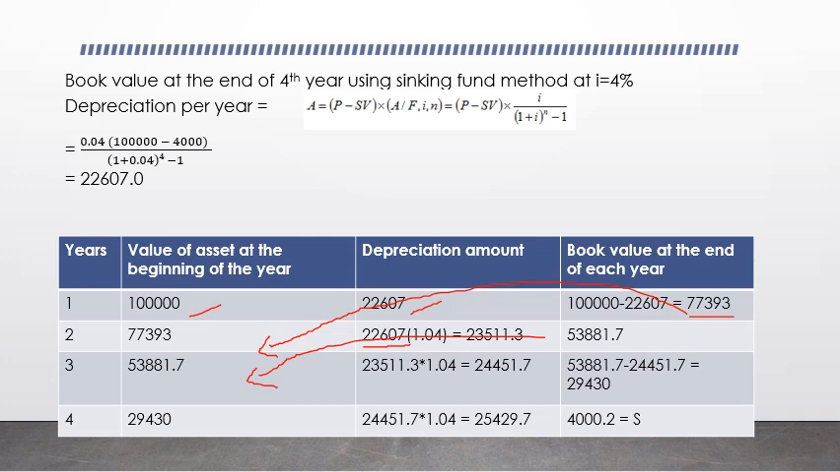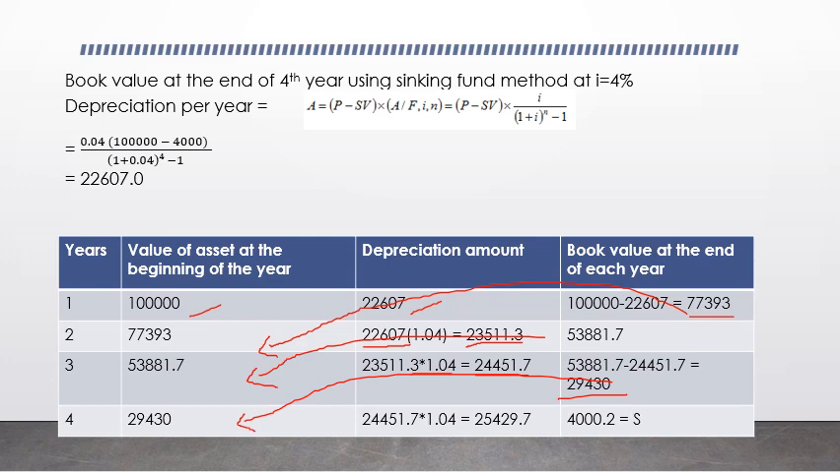What is the depreciation during third year? 4% above the depreciation amount of the second year. So what was the depreciation amount during the second year? 23511 multiplied by 1.04, you get 24451. 53881 minus 24451, you will get book value at the end of third year. Transfer that to book value at the beginning of fourth year.